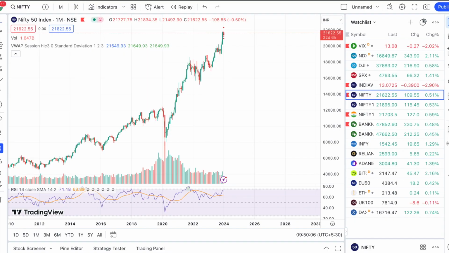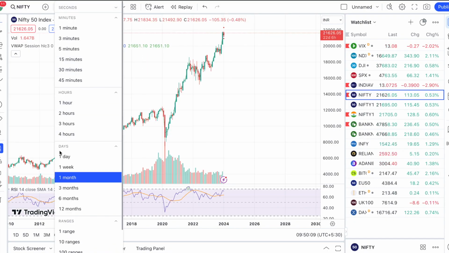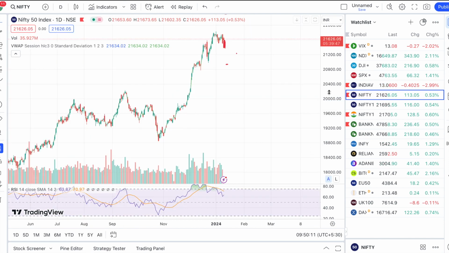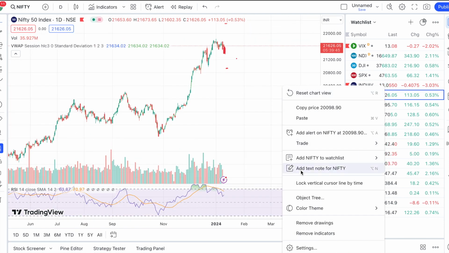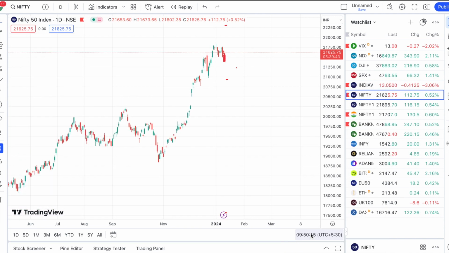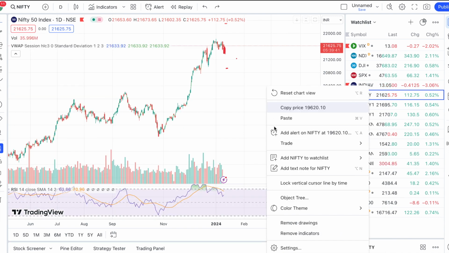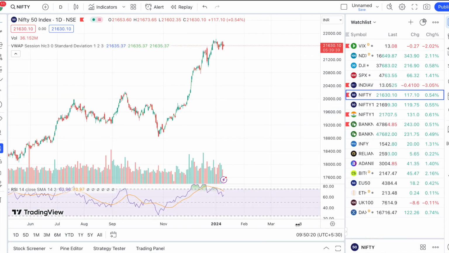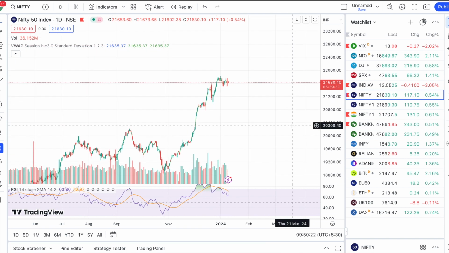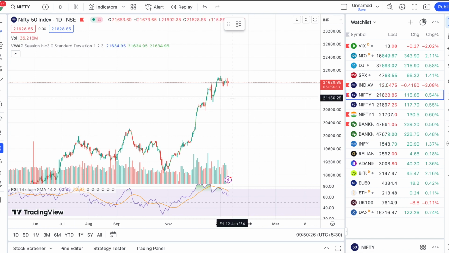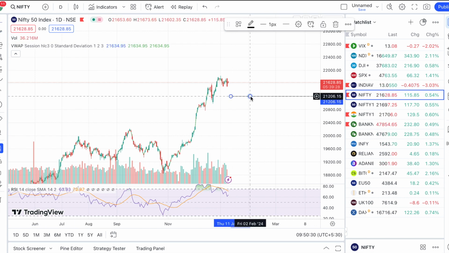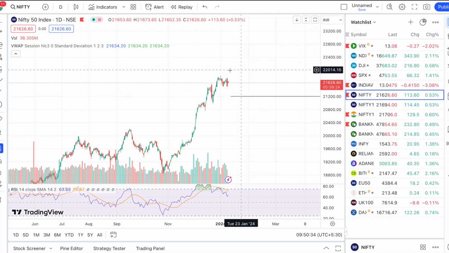21,200. Let's look at the daily chart. Okay, let's remove all the drawings. That was the wrong move, not indicator. Remove the drawings. Okay. Now 21,200, that is around here. 21,200 and 22,000, that is around here.